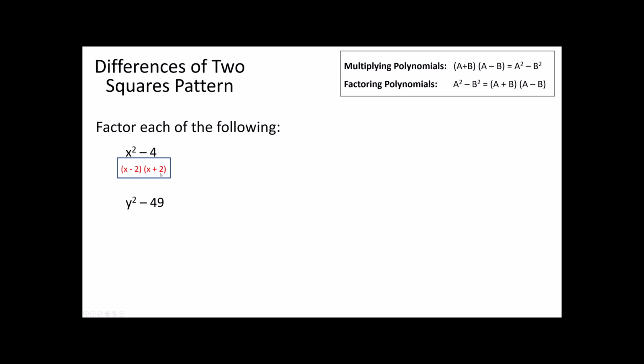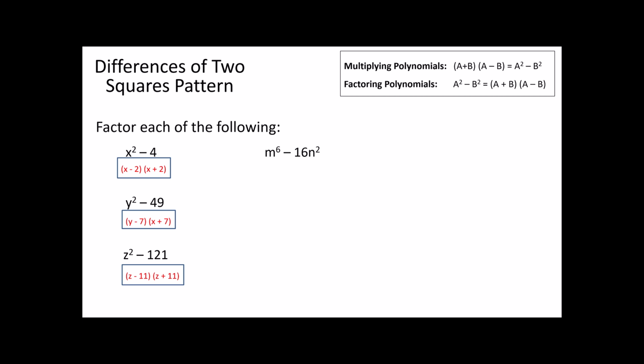Can you do this one on your own? I'm going to assume you paused the video and tried that. How does y plus 7 and y minus 7 sound? Notice it doesn't matter what order I put them in because multiplication is commutative. How about this one? Well, that's z minus 11 and z plus 11. Notice z times z gives you the z squared. 11 times negative 11 is negative 121. If you were to do the middle terms, you would get 11z minus 11z. How about that one?